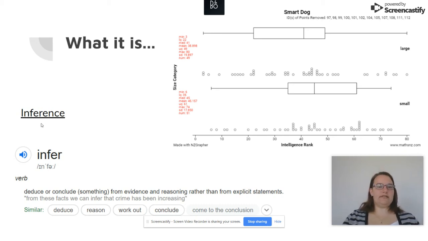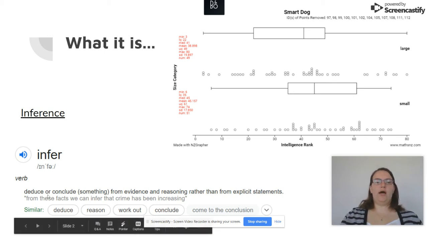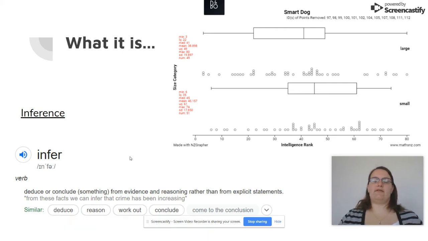Inference comes from this word infer. It's a little bit of an older word or a more formal word. You may not have heard it before, but infer means to deduce, very cool word, or conclude something from evidence and reasoning rather than from explicit statements. So instead of saying I think that large dogs are smarter than smaller dogs, we are going to use evidence, research, facts, figures, and data.